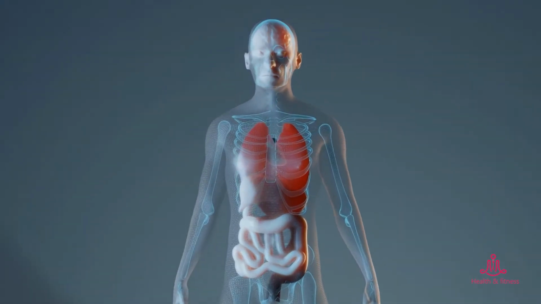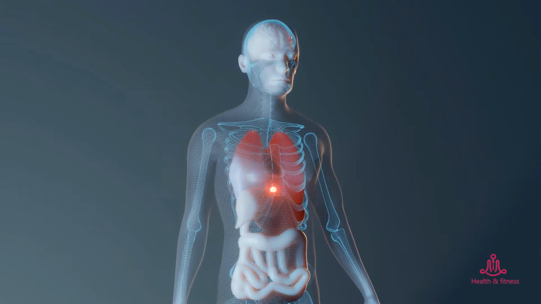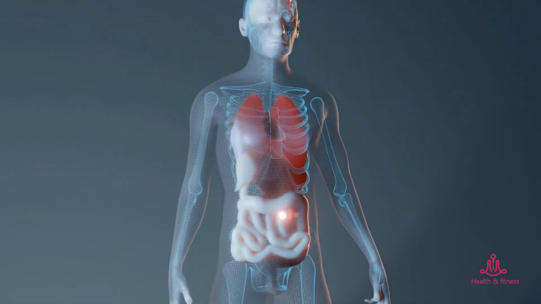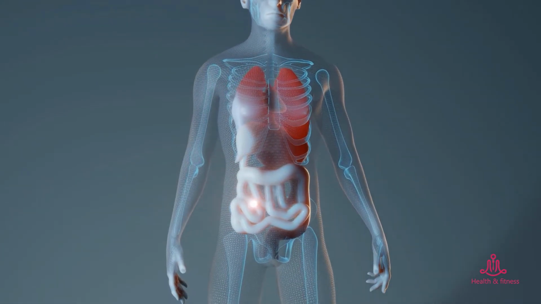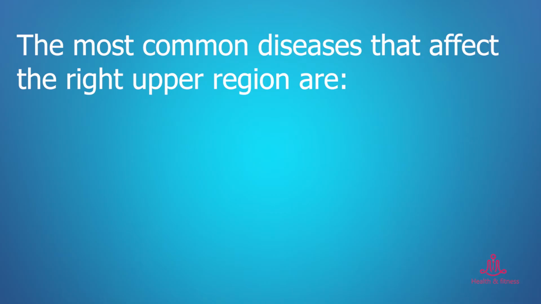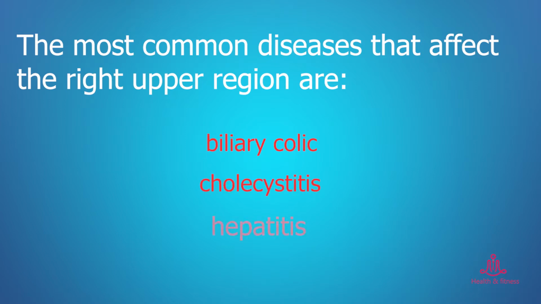Typically, abdominal pain is caused by something relatively minor, such as a pulled muscle, and will go away on its own in a few days. But it becomes serious when accompanied by other symptoms such as fever, nausea, vomiting, yellowing of the skin, or jaundice, bloody stools, or bloody vomit. The most common diseases that affect the right upper region are biliary colic, cholecystitis, and hepatitis.